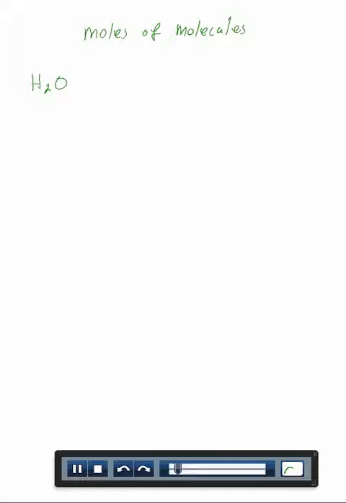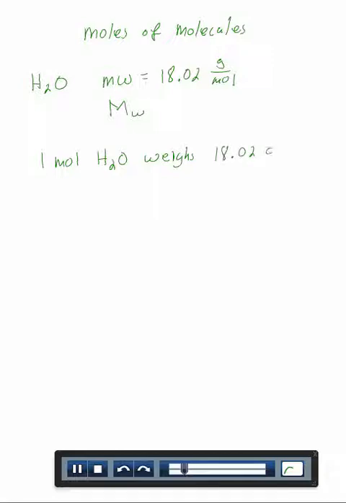and the molecular weight is equal to 18.02 grams per mole. Another symbol that we'll use a lot for molecular weight is a capital M with a sub W, standing for molecular weight. This means that if we have 1 mole of water, it would weigh 18.02 grams.